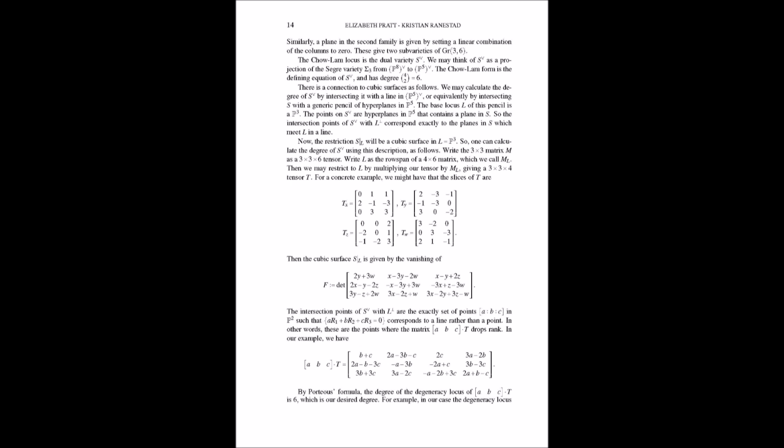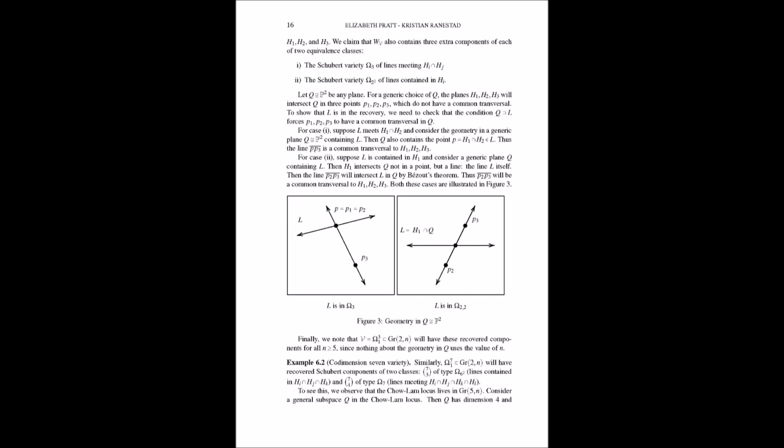Common transversal, meaning a line that passes through all 3 points. You got it. For instance, imagine that the line is contained entirely within one of the original planes. Now, when a plane in the Chow Lam locus contains this line, it intersects that original plane along the entire line, not just at a single point. Ah, I see. So we're going from 3 isolated points to 2 points and a line, which makes it much easier to find that common transversal. Precisely. And the same logic applies when the line meets the intersection of 2 of the original planes.